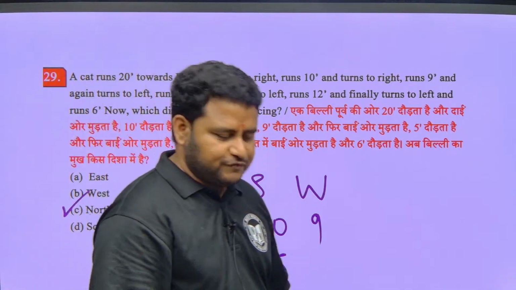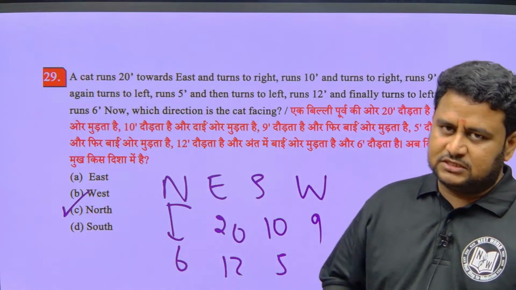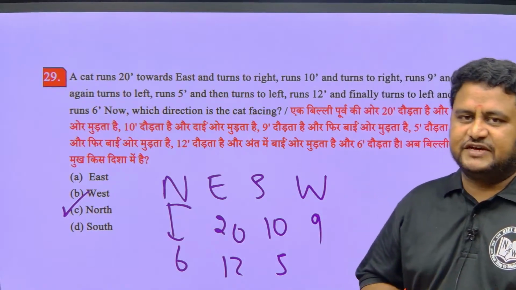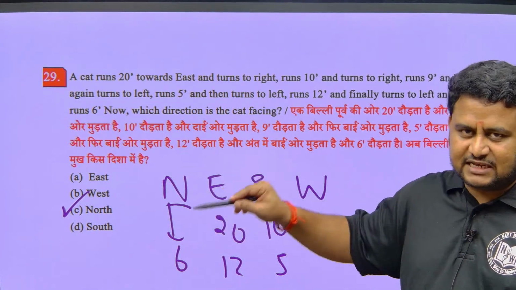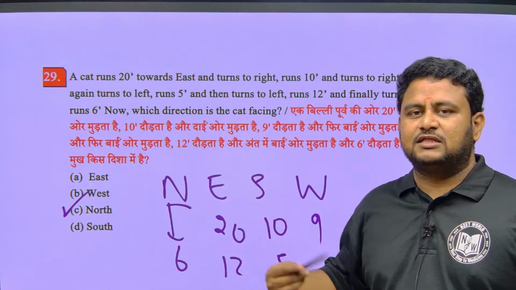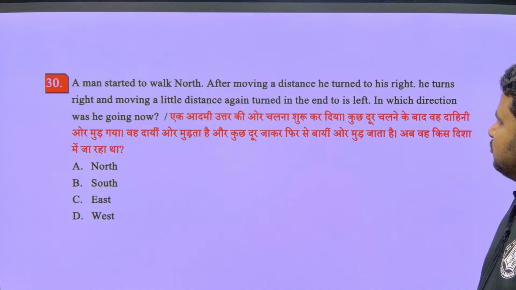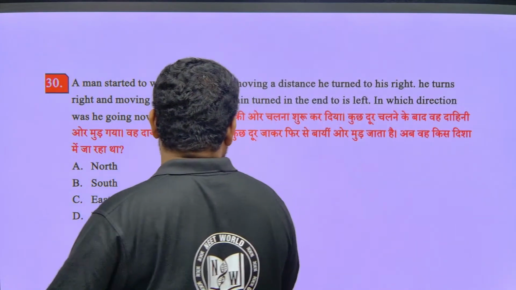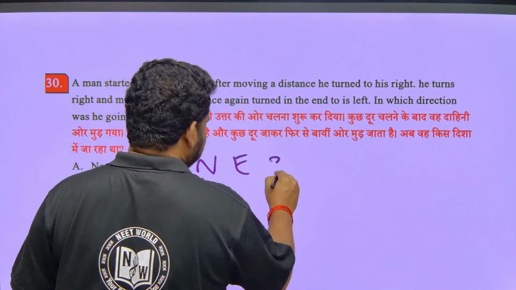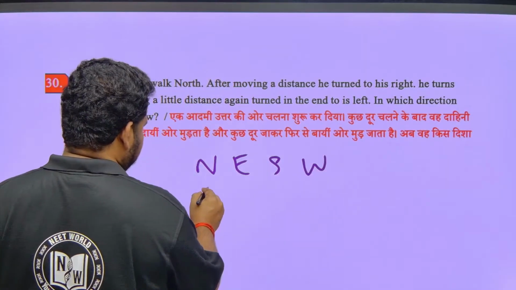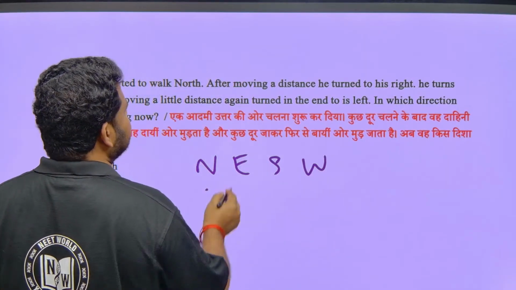Clear, friends? This is how we have to solve this question. This is how we have to solve the question when it comes to facing direction. Under which direction you are writing the last value, that will be the direction that the person is facing. One more question. A man started to walk north. If you are not given the distance, just put a dot. North.